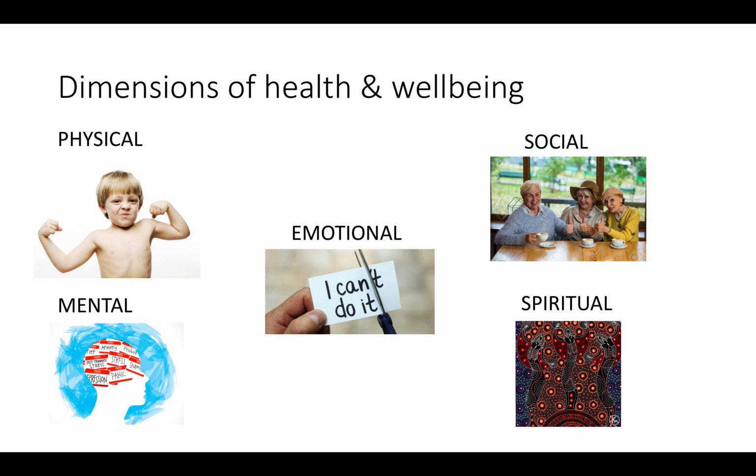So the next part of the key knowledge is the dimensions of health and well-being. These 5 dimensions have been decided that if you were to incorporate a balance of all 5 of these dimensions, you're going to achieve overall good health. We're going to go into detail on what all of these actually mean. But what they are is physical, mental, emotional, social, and spiritual.